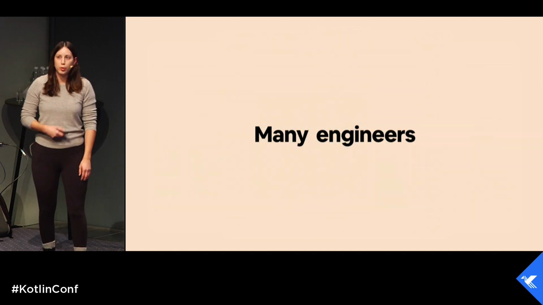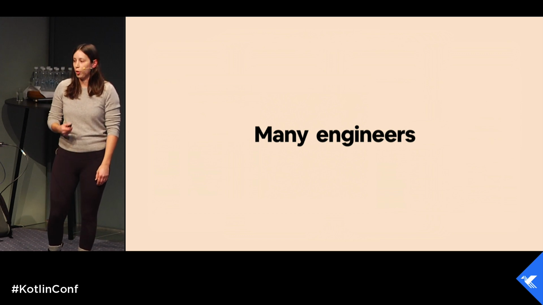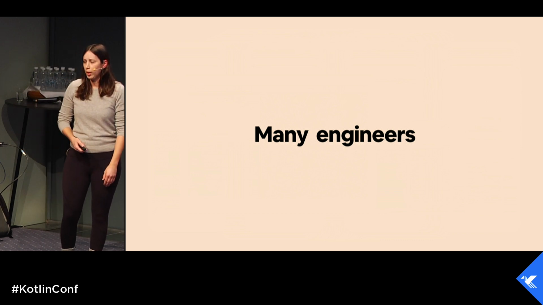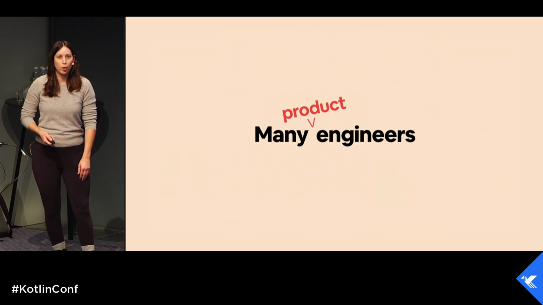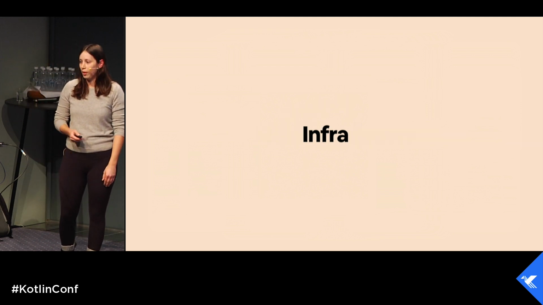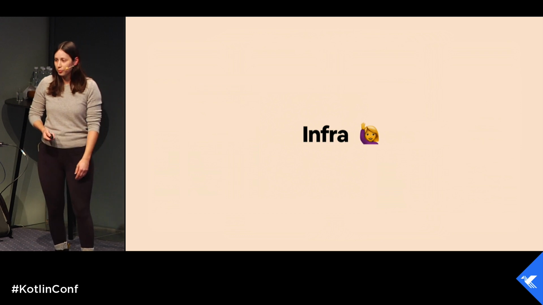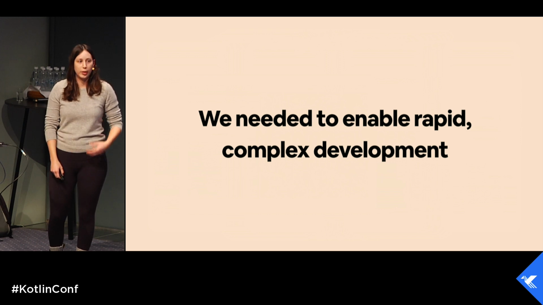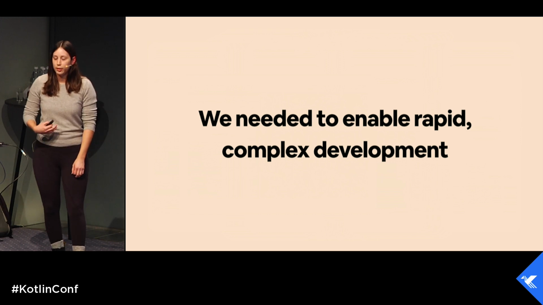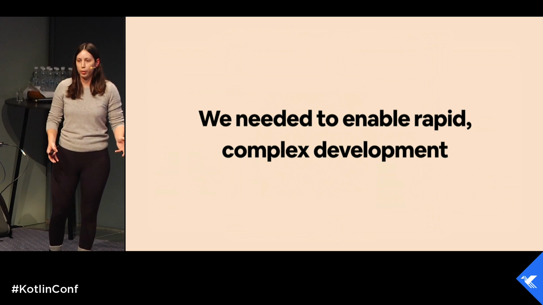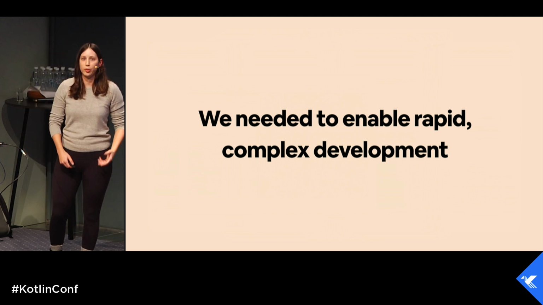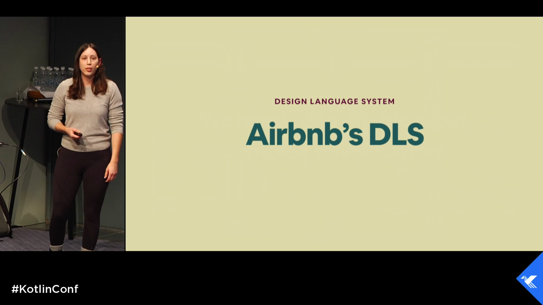And finally, as Airbnb was growing as a product, our engineering team was also growing rapidly. We had many engineers joining who needed to learn how to use our infrastructure, but our product teams were growing faster than our infrastructure teams. Our infrastructure team remained pretty lean. So at this point, we needed to enable rapid, complex development in our applications. We needed to scale our development practices to fit all of these different constraints. The first thing that we did to support this was build something called the design language system. And now Nathanael will talk a bit about what the design language system is.